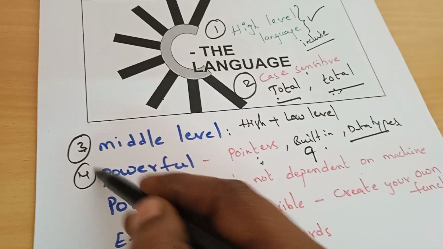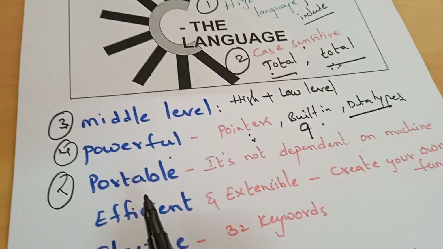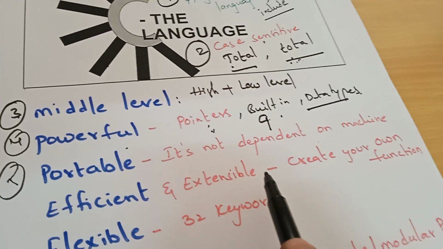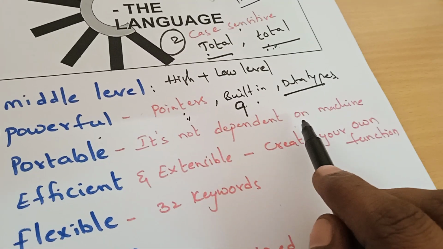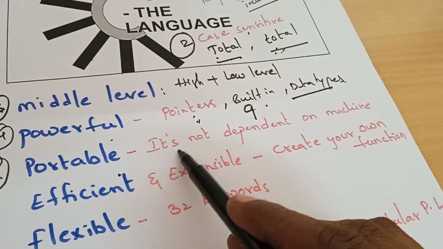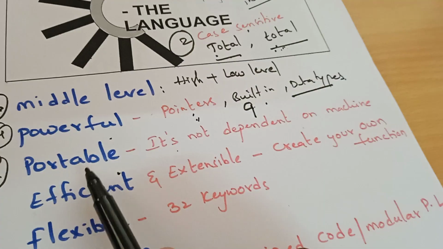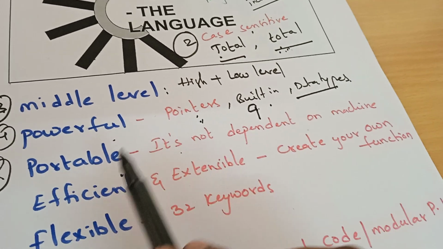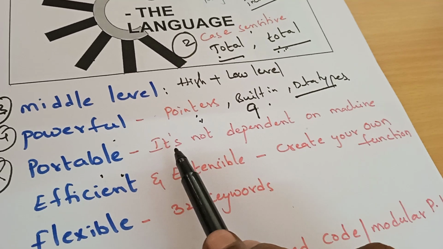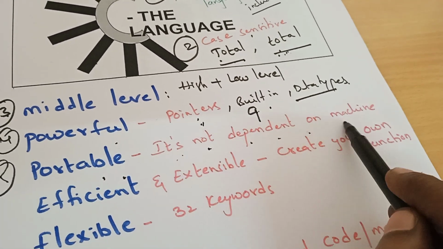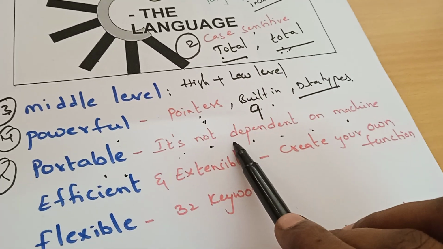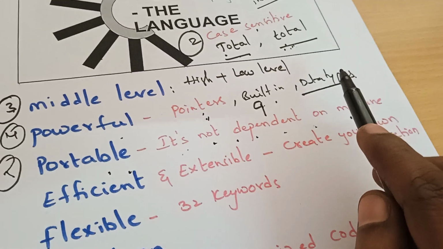And it is a portable language. The meaning of portable is that the code we run on one computer is not dependent on the machine to execute. If you write a program on one machine, the same program you can execute on another machine. So portable means easy to carry, easy to move from one system to another system. Program is not dependent on the machine, so you can move it to another computer to execute.